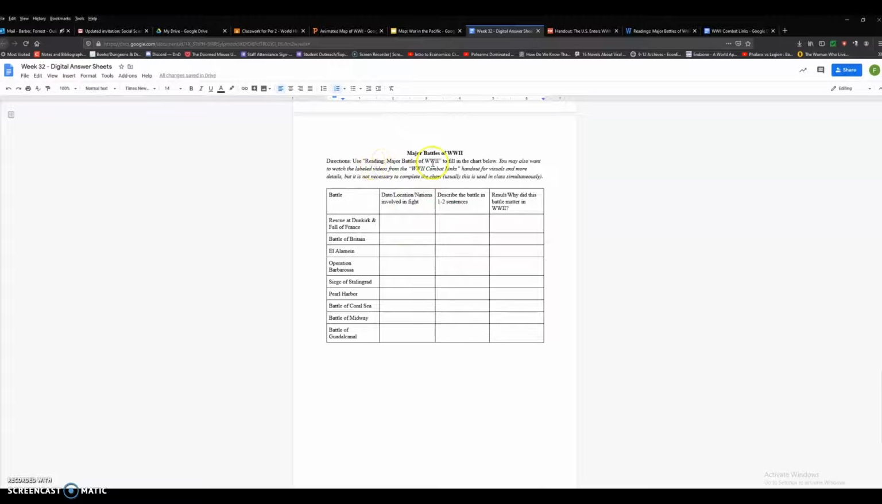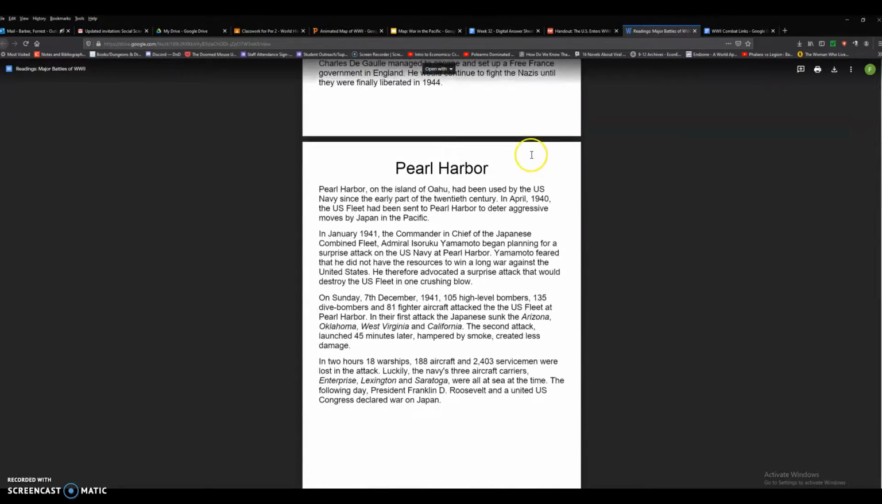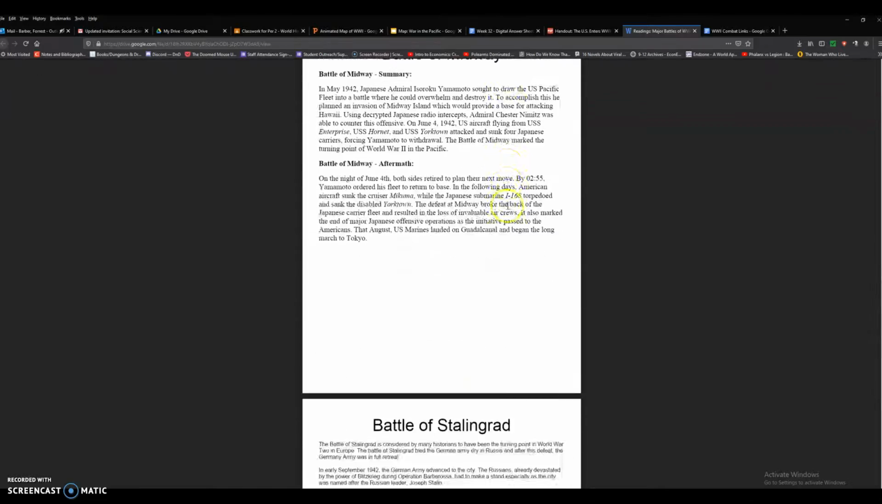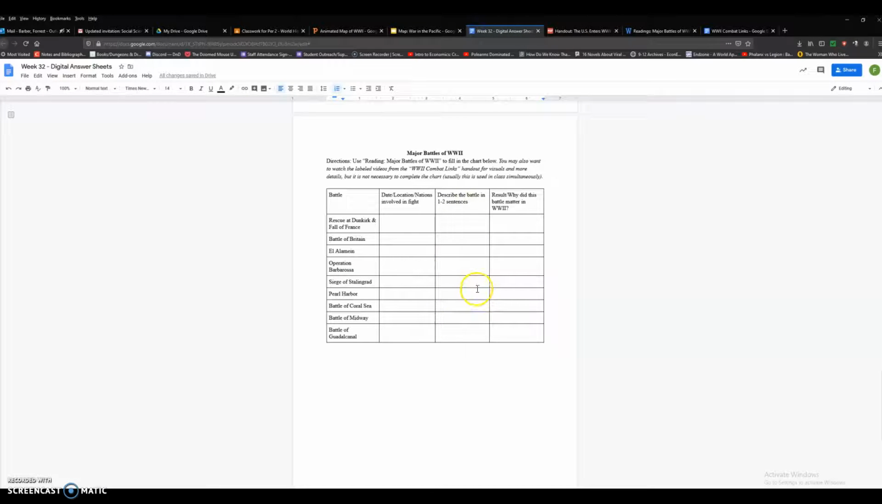So with this one, more complex instructions. You're going to use the reading, Major Battles of World War II, which is this one right here. You'll notice that the order is slightly different than it is on the answer sheet. I apologize for that, but I am not fixing it at this point. You can just skip and bounce around a little bit.